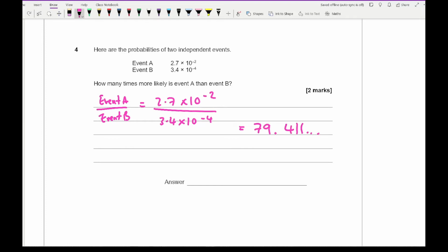So basically, how many times bigger is it? Well, it's either going to be 79, or in the mark scheme, they do accept 80, but I would say 79 is probably going to be the option. Actually, 80 would be as well. So there's a justifiable cause to give you either of those two answers.